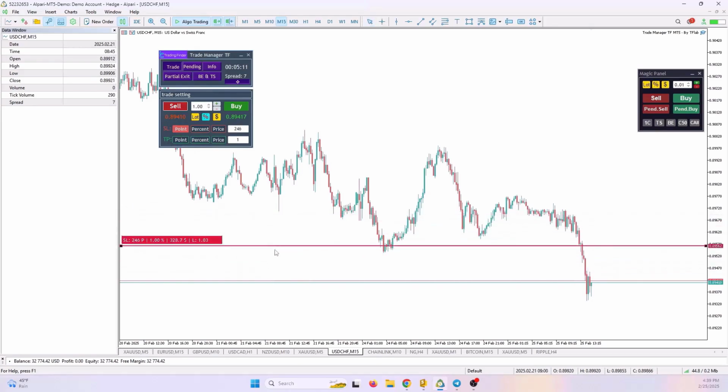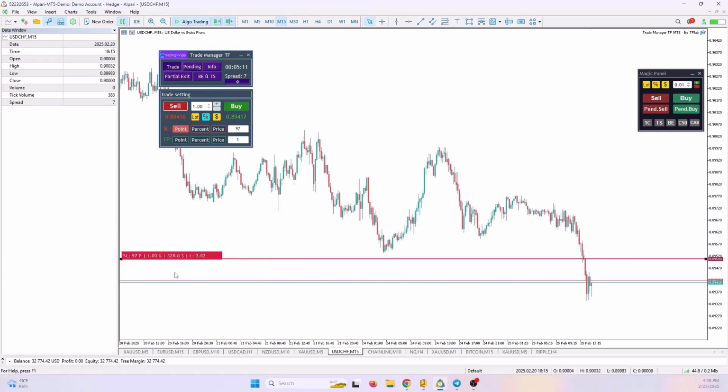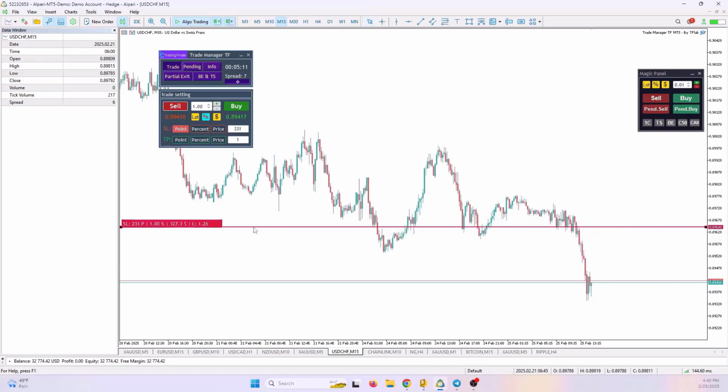In this case, the percentage options are not active and only the point and price options are available, which we can adjust by double clicking on it or by manually entering it here after disabling that line. The same goes for the take profit section.